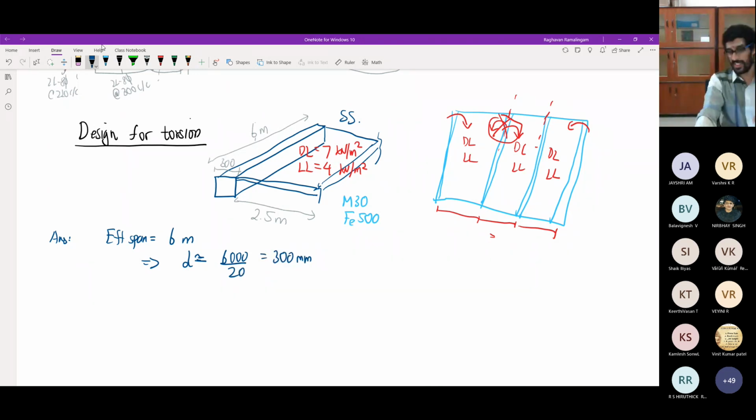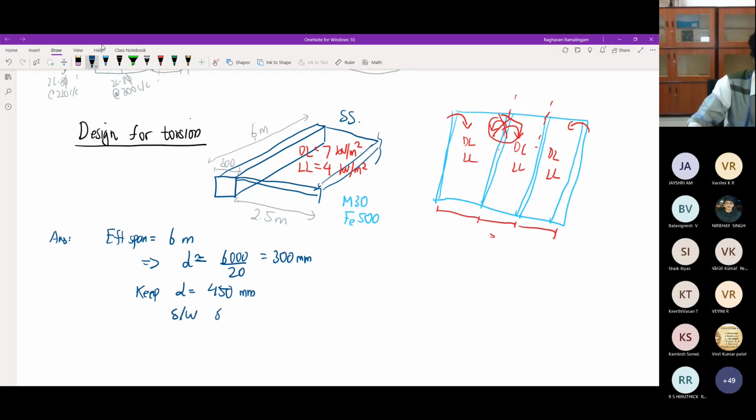But looking at 300 itself, I know it's not too big. So let me try with 450 mm. Of course, I can also find the self weight of this particular beam.